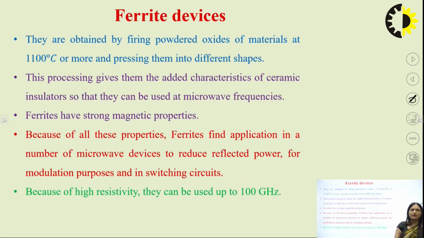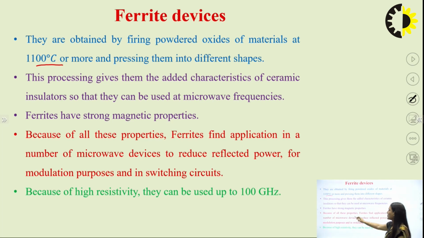So how can they be formed? They are obtained by firing powdered oxide of the material at 1100 degrees Celsius or more, right? And after that they are pressed into different shapes. By doing this process, the ferrite devices acquire some characteristics of a ceramic insulator so that they can be used at microwave frequency. And ferrites have strong magnetic properties.